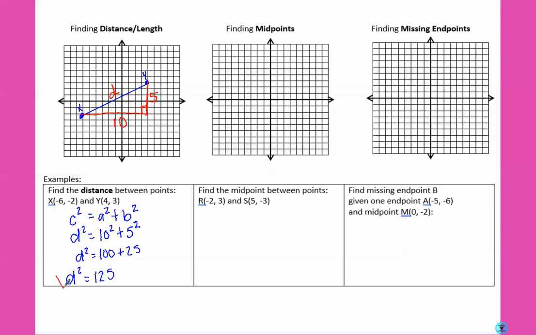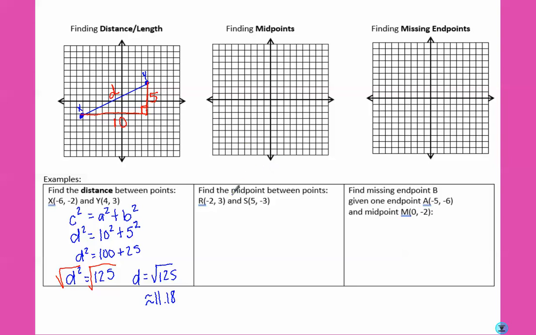To get rid of the squared, we need to square root. So d would equal the square root of 125, which is approximately 11.18. Now technically, the square root of 125 can be simplified. What you really need to do with your answer choices is find the one that gives you the same decimal as the square root of 125, and that'll be the answer you choose.